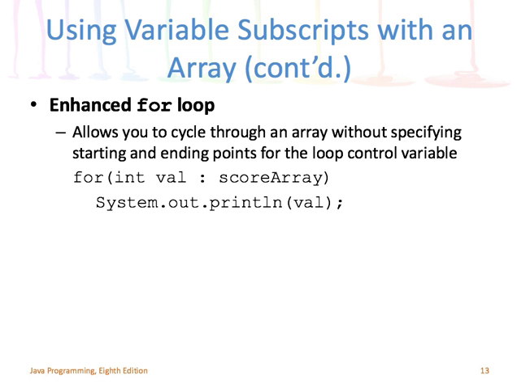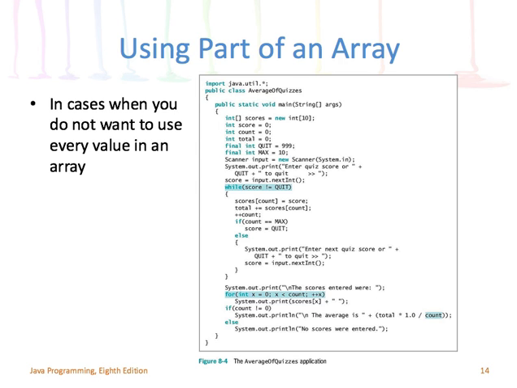The enhanced for loop allows you to cycle through an array without specifying a starting point. We're going to skip through that right now. So here's an example of a part of an array. We start off with our regular class here. We have our library up here. We have static void main, which is our main area. Down here we have some loops. In this case, we have int score equals 0, count equals 0, total equals 0.